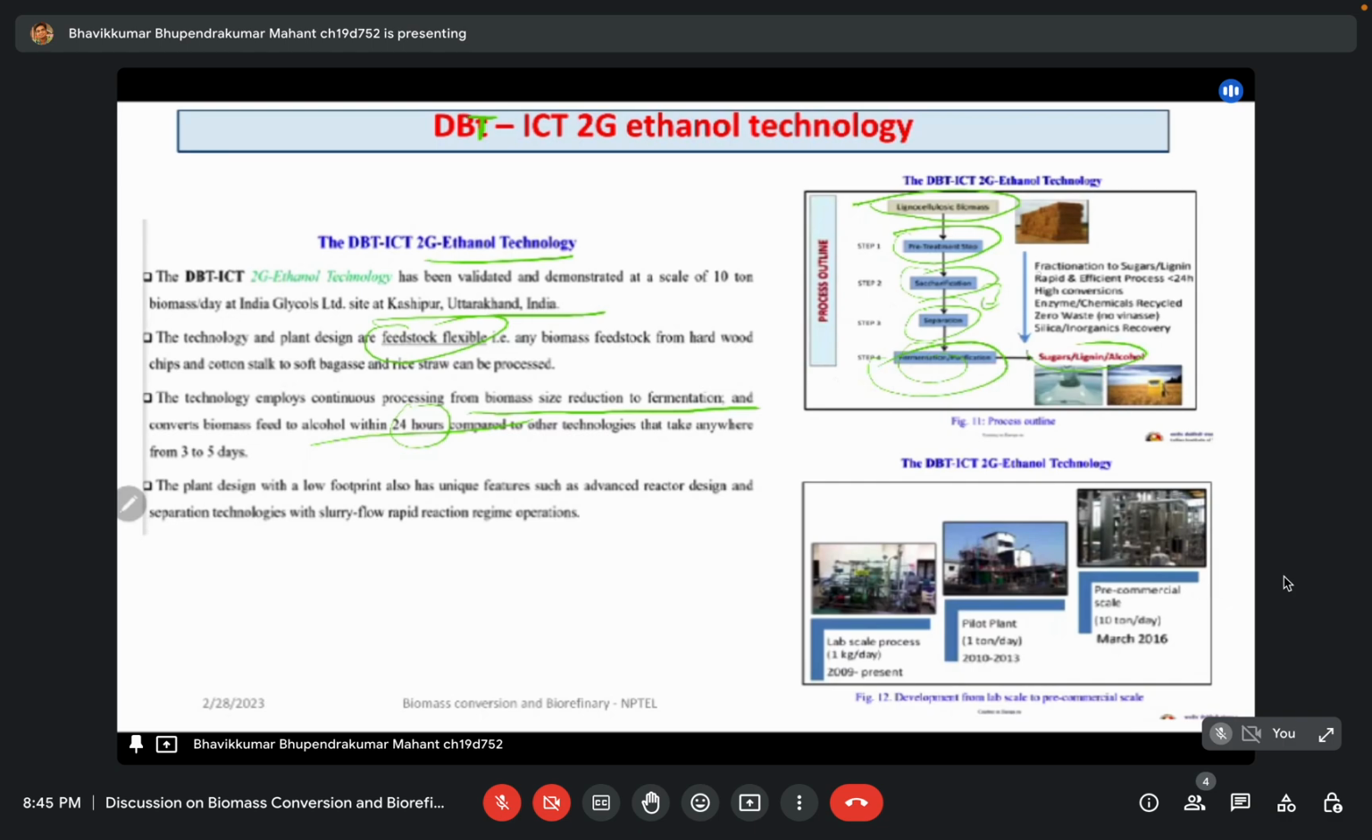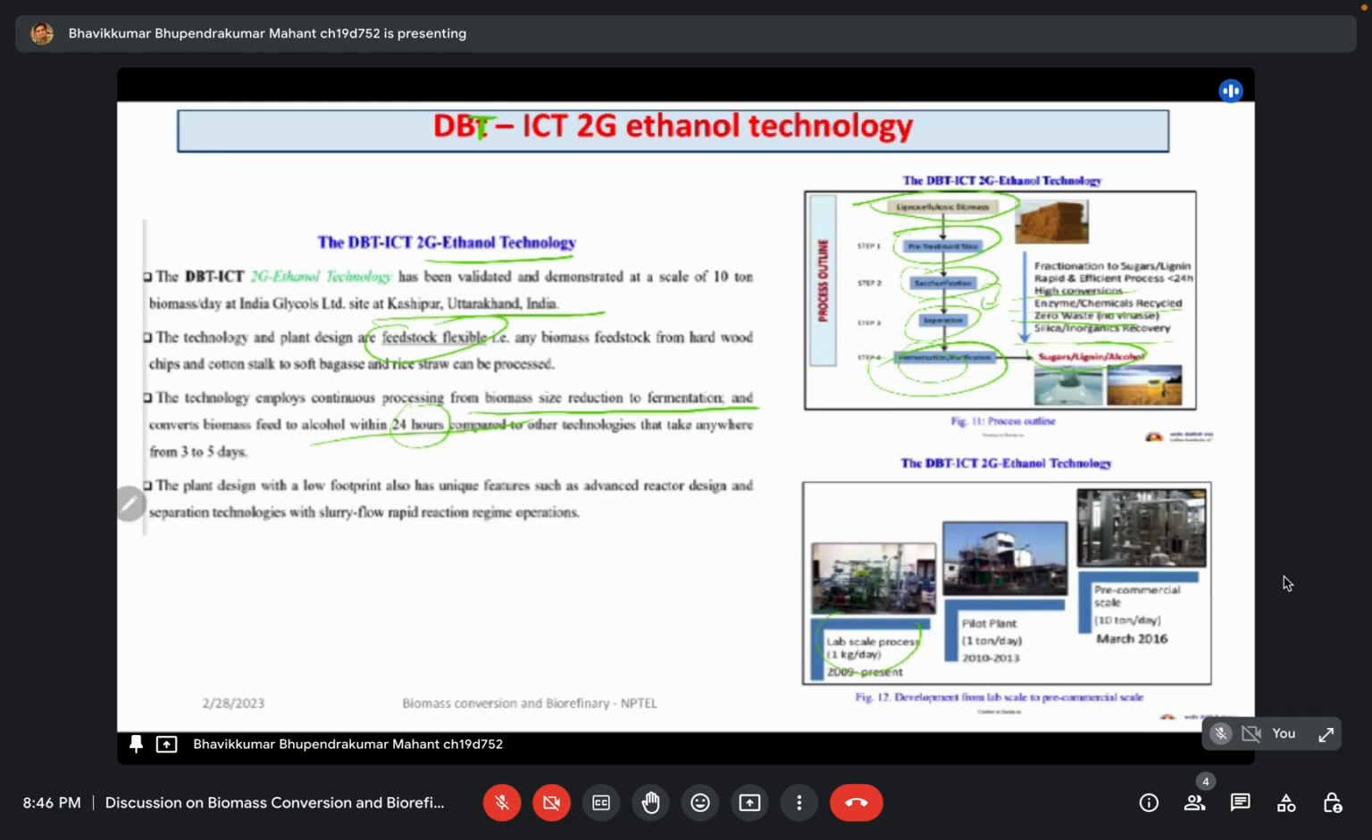So good advantages, better technological development. If you want to understand the advantages in simple words: fractionation to sugar and lignin, a rapid, efficient process requiring less than 24 hours, high conversion, enzyme and chemicals are recycled so you can recover and recycle them back, zero waste, silica and inorganics recovery.